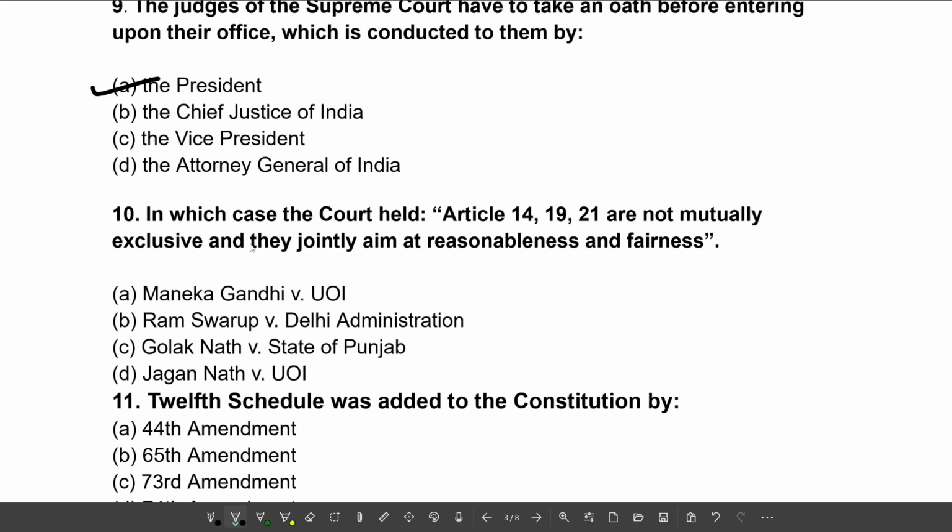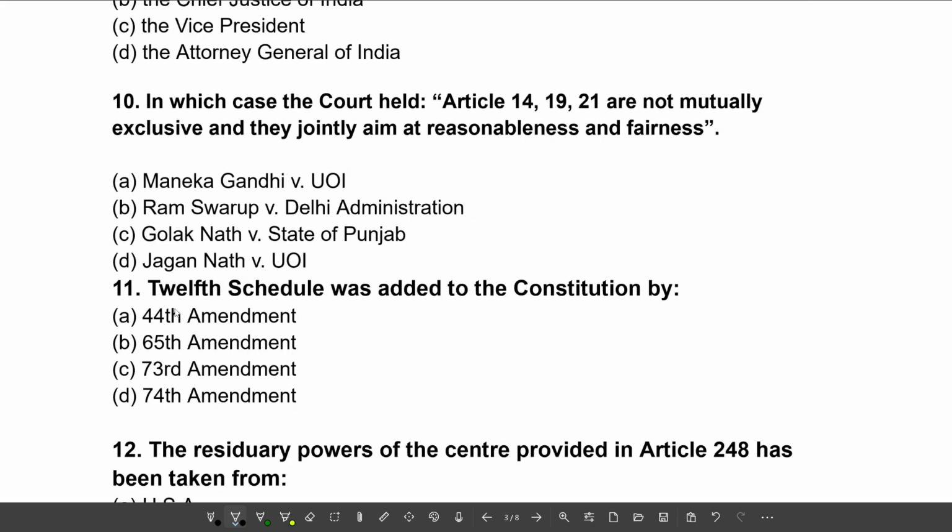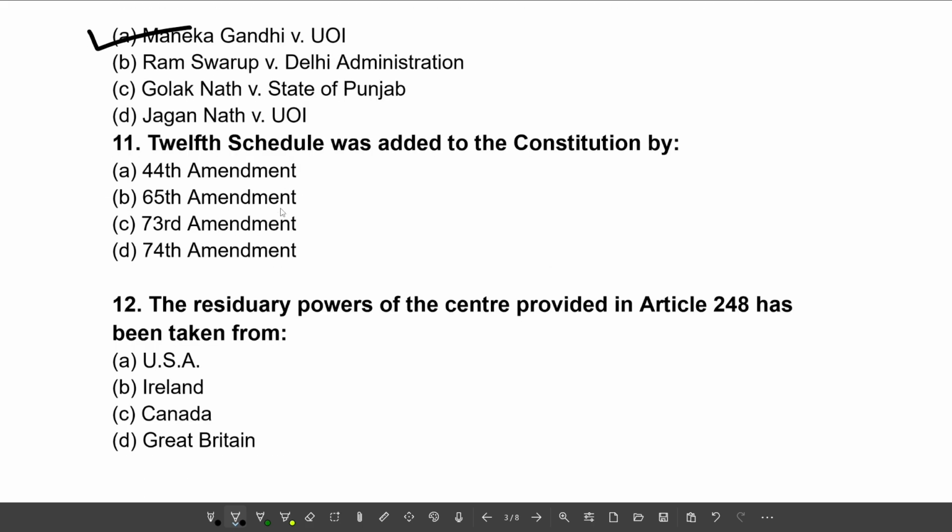Next question. In which case did the court hold Articles 14, 19 and 21 are not mutually exclusive and they jointly aim at reasonableness and fairness? Option A, Maneka Gandhi versus Union of India; option B, Ram Swarup versus Delhi Administration; option C, Golaknath versus State of Punjab; option D, Jagannath versus Union of India. So the correct option will be option A, Maneka Gandhi versus Union of India.